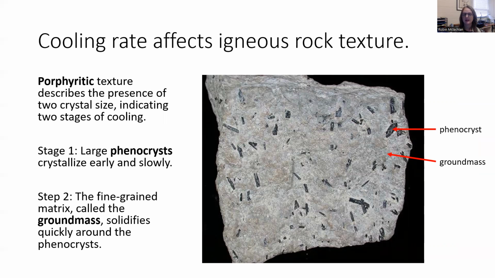Then say this magma is erupted to the surface of the Earth and the rest of it cools very quickly. So around those large phenocrysts, you get a fine-grained groundmass. And so the texture might look a little bit like this, where overall it's aphanitic, but there's a lot of coarse-grained crystals in there. There's a lot of phenocrysts as well. And we call this texture porphyritic.